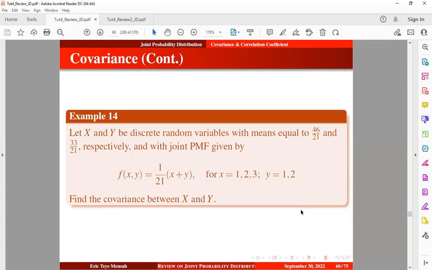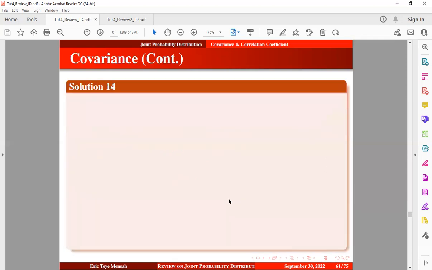All right, so let's take a look at an example. Let x and y be discrete random variables with means equal to mu of x and mu of y, with the joint PMF given below. We want to find the covariance between these two random variables x and y. So let's take a look at the solution. We are given the mean for x to be that and the mean for y to be that, okay. For the covariance, we are supposed to obtain the expectation of xy, which can be expressed in this form.